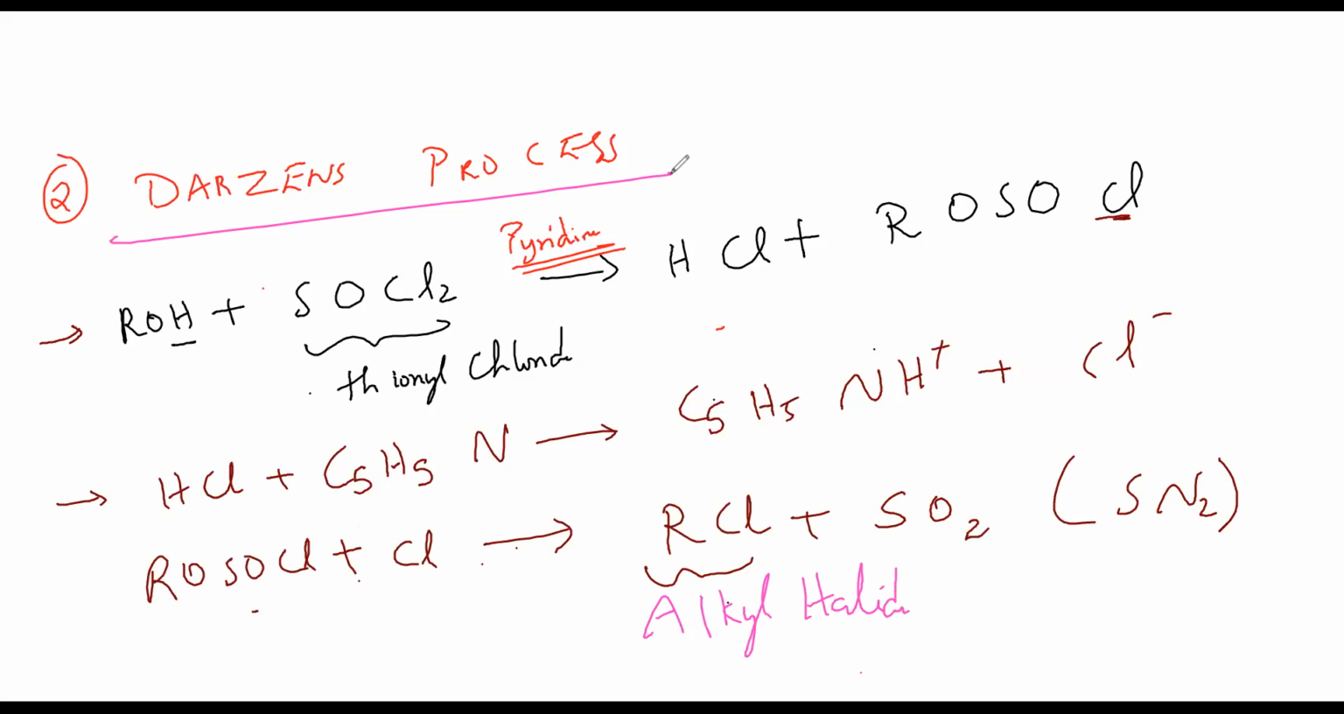So, if it is an entrance question, they will ask which mechanism is this? First question. Second question, what is the catalyst used? Pyridine. Third question, what is the final product? Alkyl halide. So these are the three questions that they can ask in entrance. And the same question has come in last year's CET.